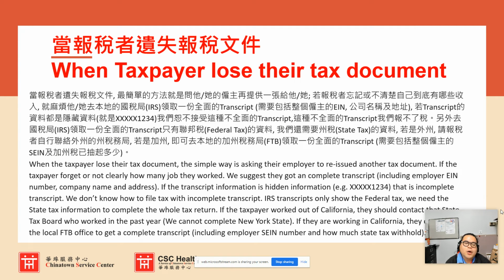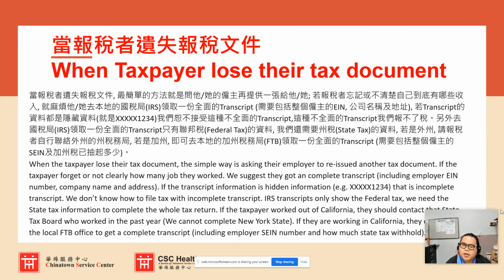Next topic is about when the taxpayer loses their tax document. If they tell you they don't have any tax document, what should they do? The simple way: if they still remember who the employer is, just call the company or employer and ask them to issue another copy of their W-2 or 1099 form for filing tax. Then you have enough documents for us to file the tax.